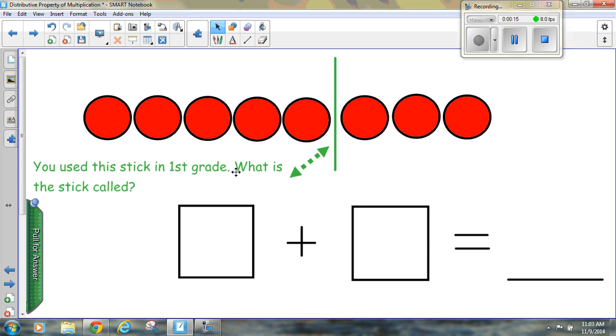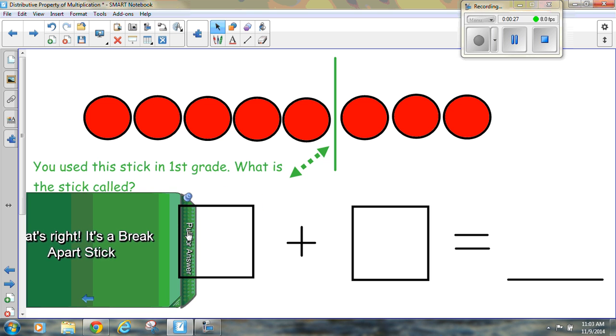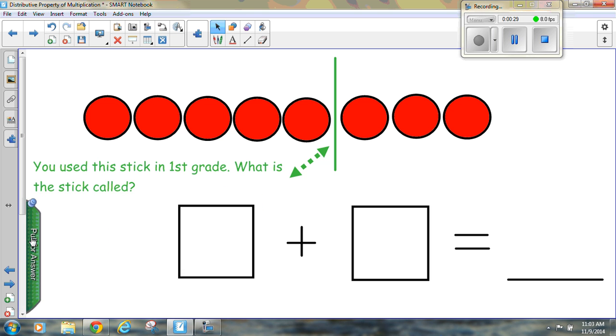Does this look familiar? We saw these in first grade a lot. It's a group of objects with a stick in the middle. What was this stick called? Do you remember? That's right, it's a break-apart stick. And it helps us to divide up large groups of objects into smaller groups so that we can find the total quickly and easily. So let's talk about how it works.